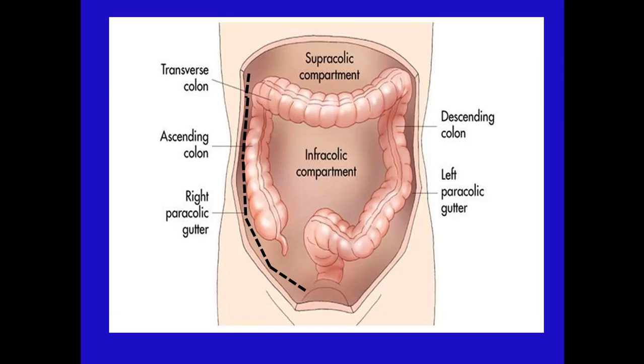Spread of infections from pelvic cavity to supracolic compartment. As shown in this diagram, infections can go from the pelvic cavity to the supracolic compartment through the right lateral paracolic gutter. Infections can also go from the pelvic cavity to the left infracolic compartment. Infections cannot spread from the pelvic cavity to the supracolic compartment through the left paracolic gutter. This is due to the presence of the phrenicocolic ligament on the left side.